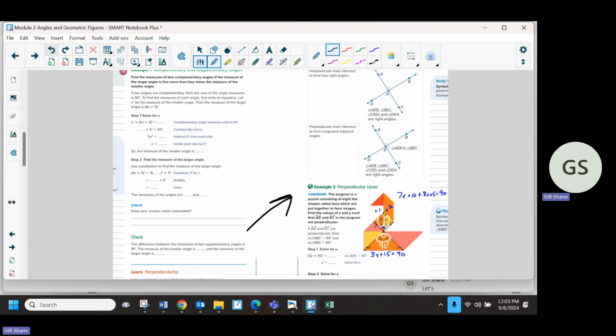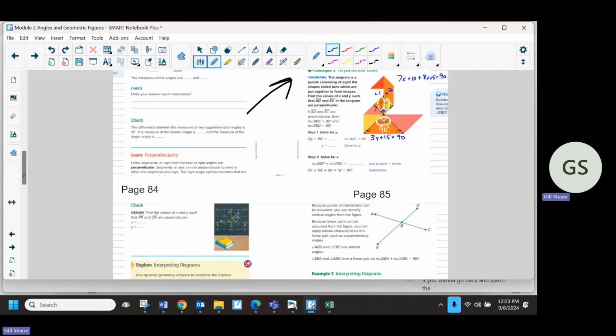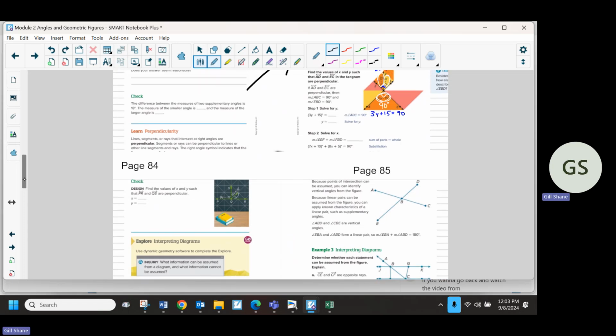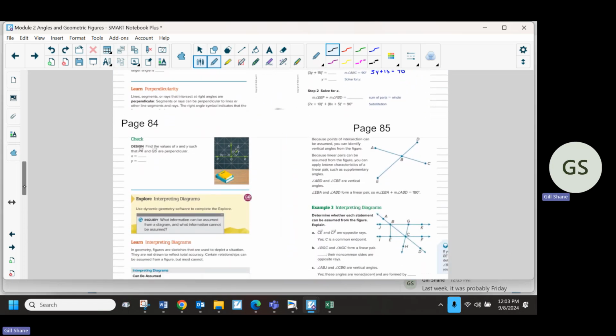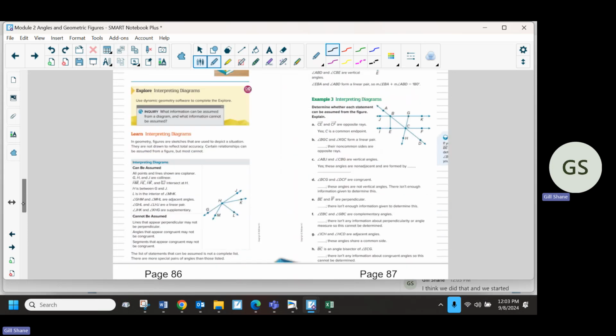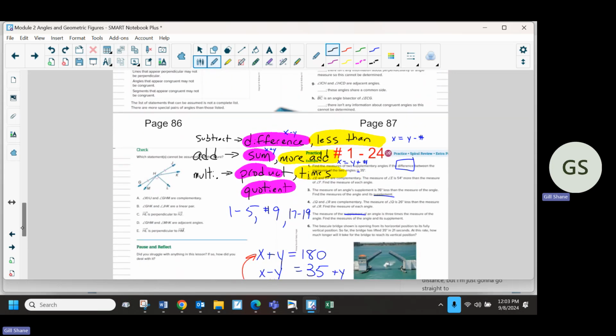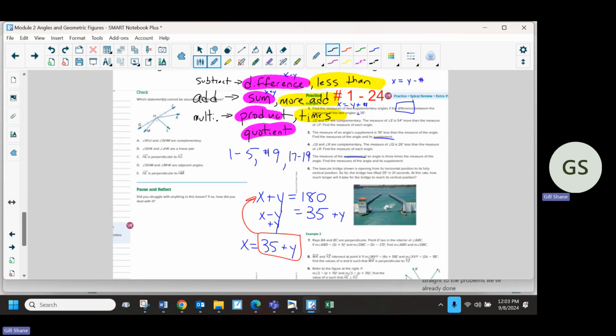I'm not going to do example 2, we did that in class. If you want to go back and watch the video from last week, it was probably Friday, I think we did that, and we started distance. So I'm just going to go straight to the problems. We've already done some of these.